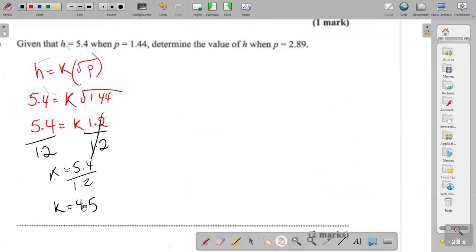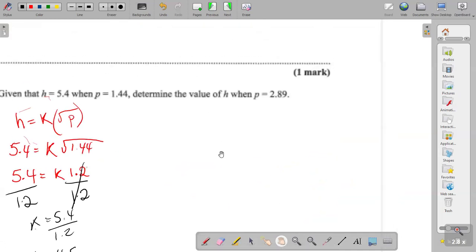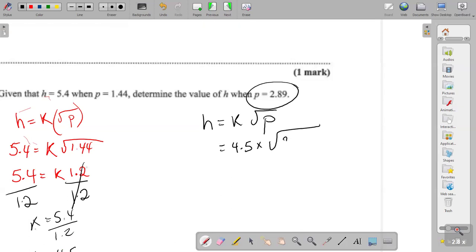Because watch, now that we know what K is, they gave us determine H when P is that. So now they want to know what H is when P is that, knowing that you know what K is. So let's put the formula first again. H is equal to K square root P. So don't we have K? K is 4.5. Don't we have P? 2.89. So we got everything we need to calculate H now. So let's go. 4.5 times the square root of 2.89.